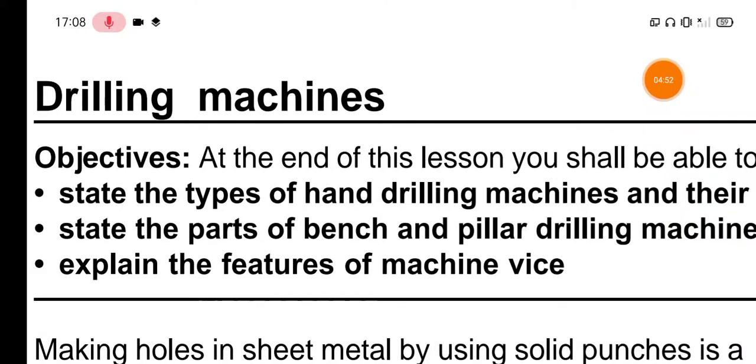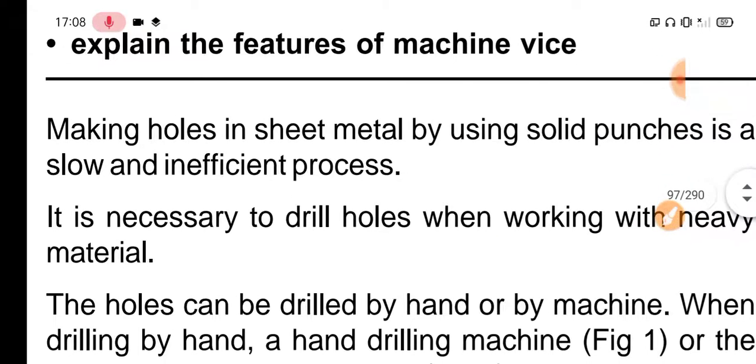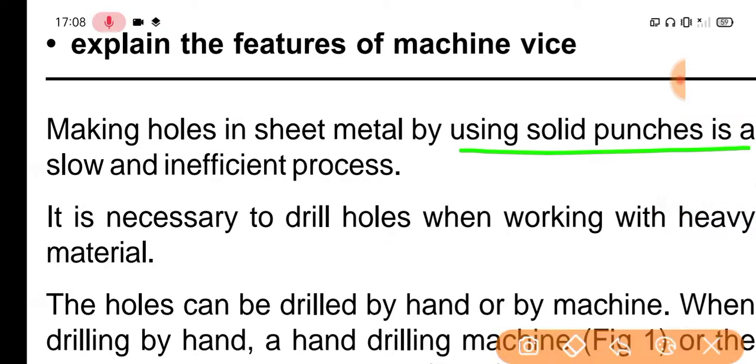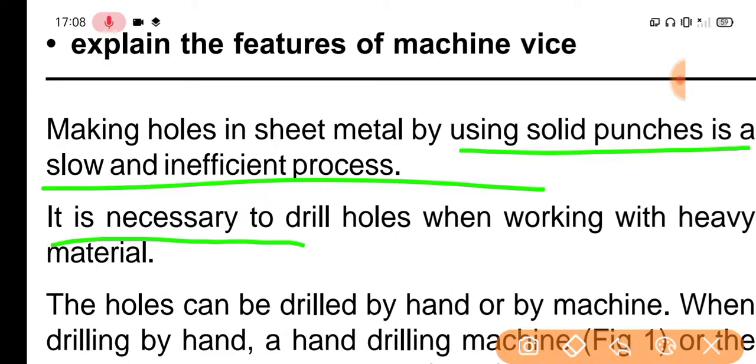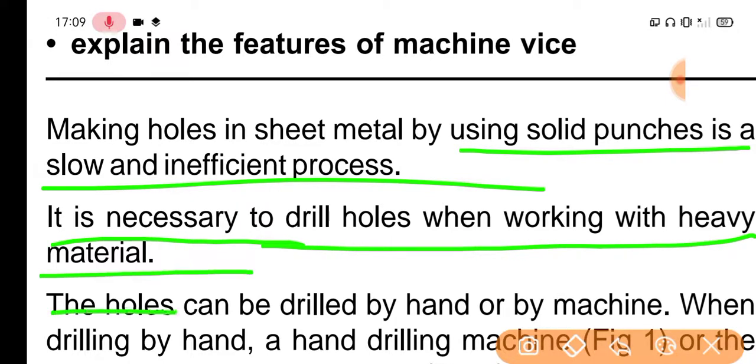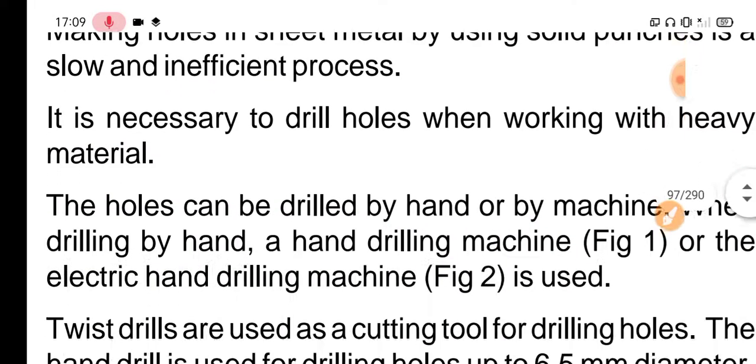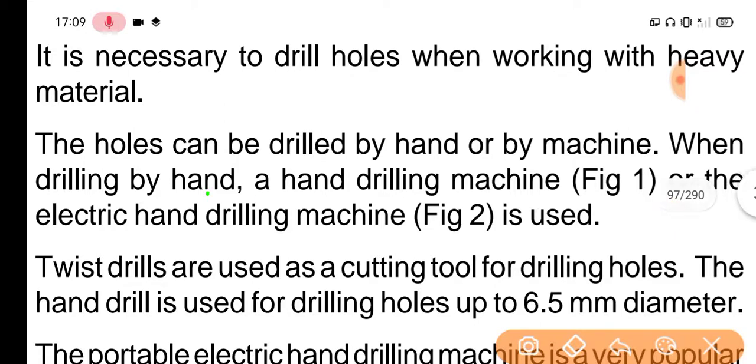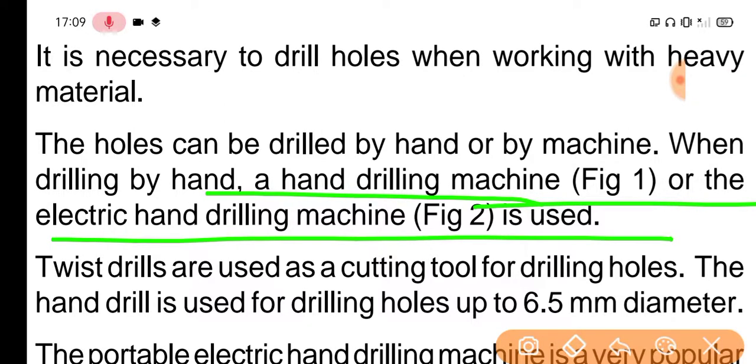Drilling machines. Making holes in sheet metal by using a solid punch is a slow and inefficient process. It is necessary to drill holes when working with heavy material. The holes can be drilled by hand or by machines. When drilling by hand, a hand drilling machine, picture 1, the electric hand drilling machine, is used.